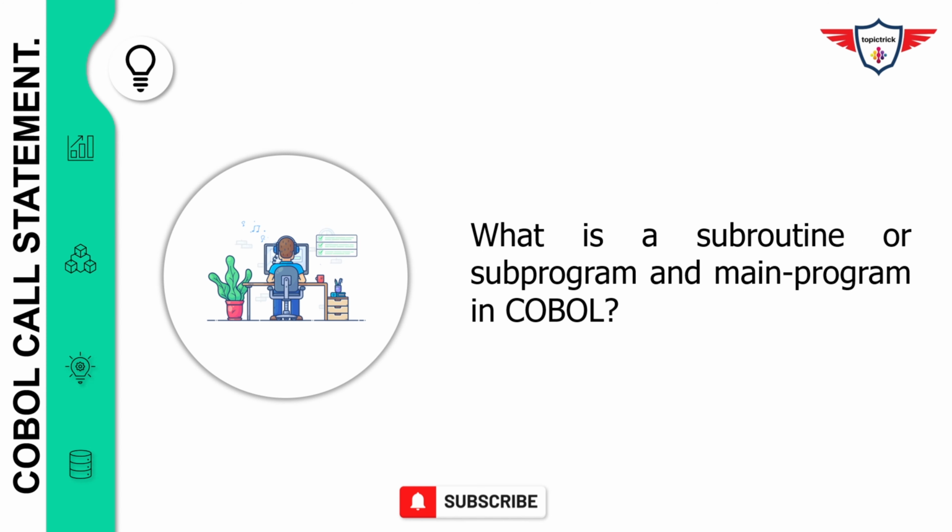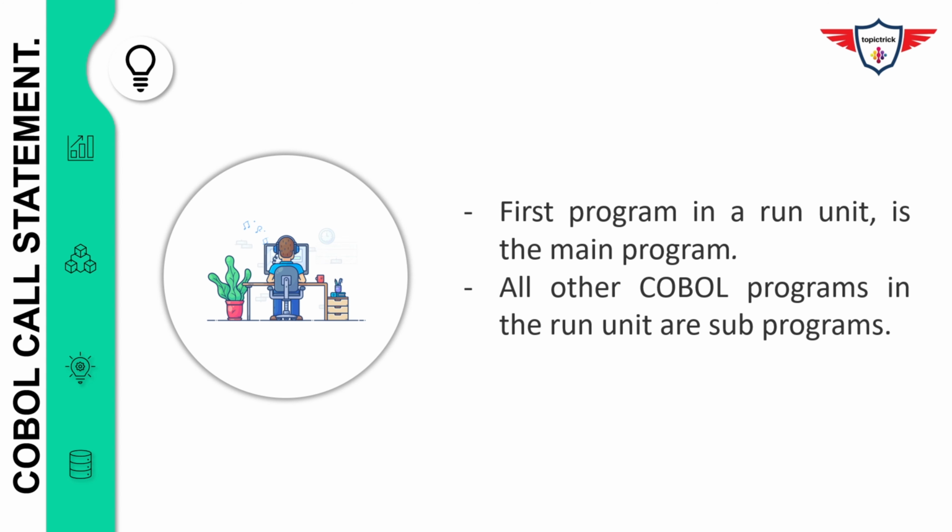Now let's try to understand what a COBOL subprogram or subroutine and a COBOL main program are. If a COBOL program is the first program in a run unit, that COBOL program is termed the main program. All the other programs within that run unit are termed subprograms. However, there is no specific code through which you can identify whether this is a subprogram or a main program. It purely depends on the system designer and the programmer who is transforming the business requirements into a subprogram or a main program as per the project requirement.